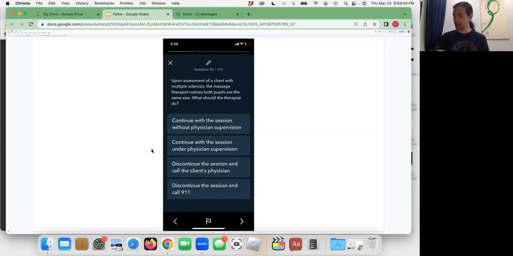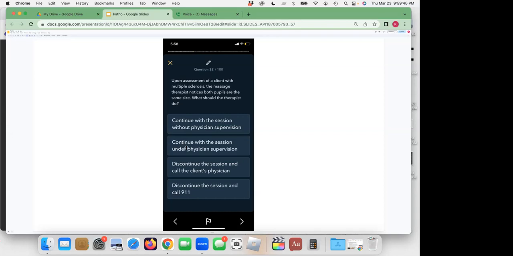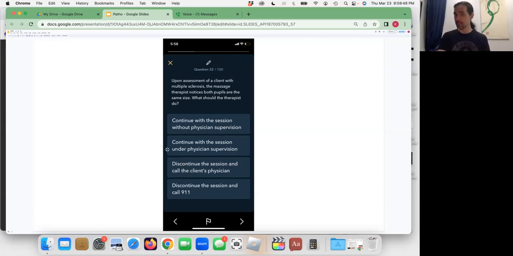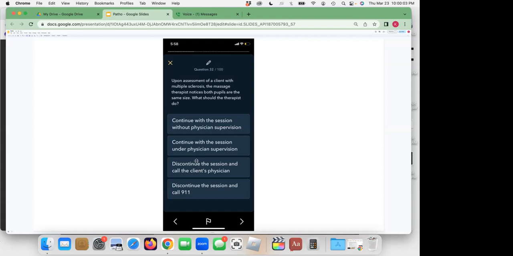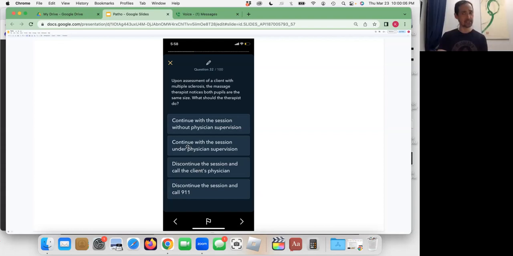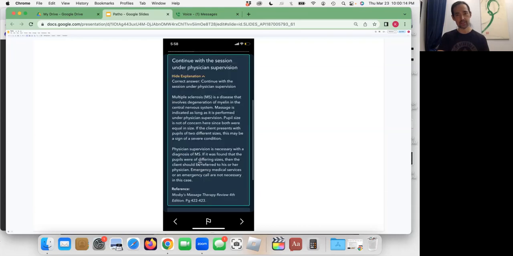Yes, but on the MBLEx, I think they are combining number 3 under number 2. So when they say continue with the session under physician supervision, that includes the process of pausing, discontinuing and talking to the client's physician. Hey, is it okay? Can I continue? Right. So that's really tricky, but I can see how number 2 is more complete than number 3. And there's no other explanation about the options themselves.